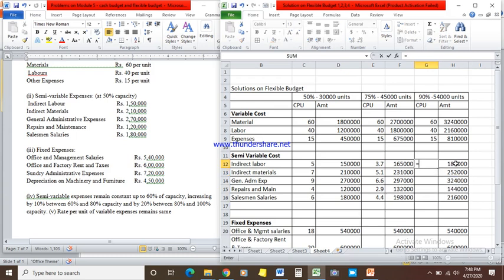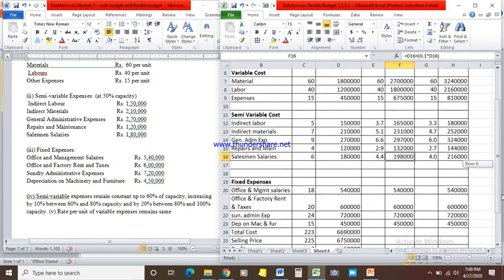So now divide 1,80,000 by 54,000 units. Similarly, divide 2,52,000 by 54,000 units. In this way, if we keep dividing these values by 54,000 units, we get the cost per unit. So this is with regard to semi-variable cost.